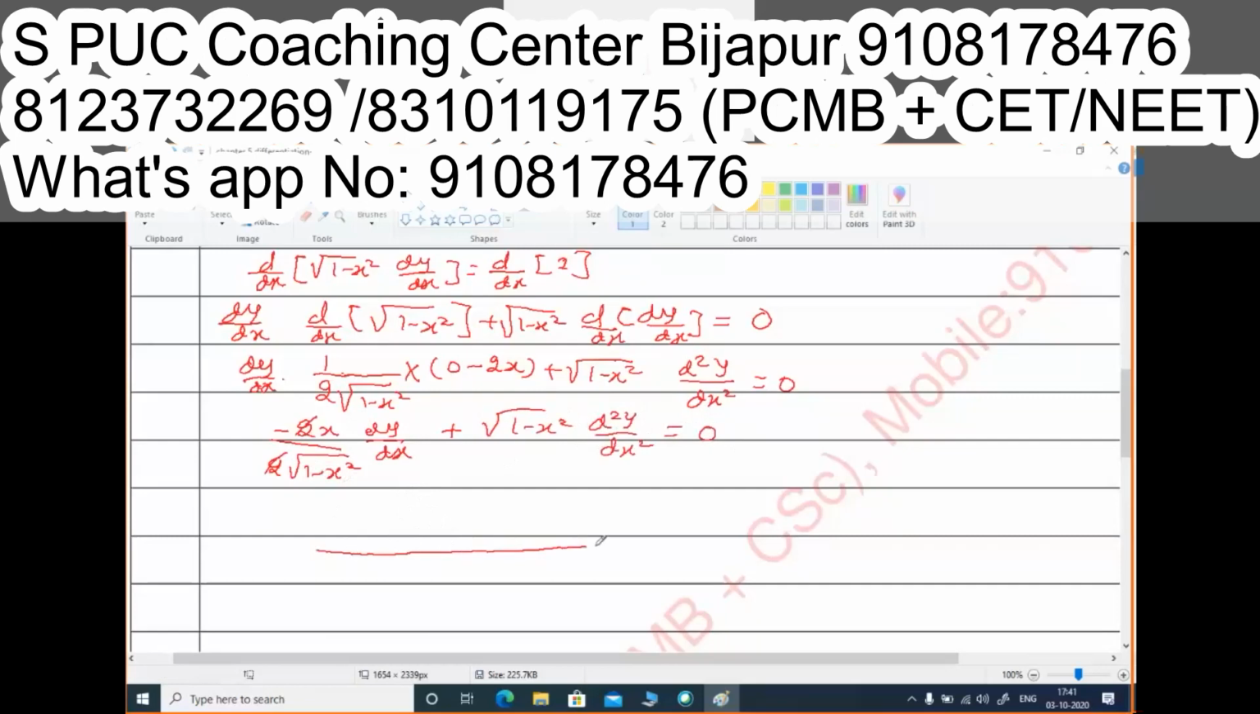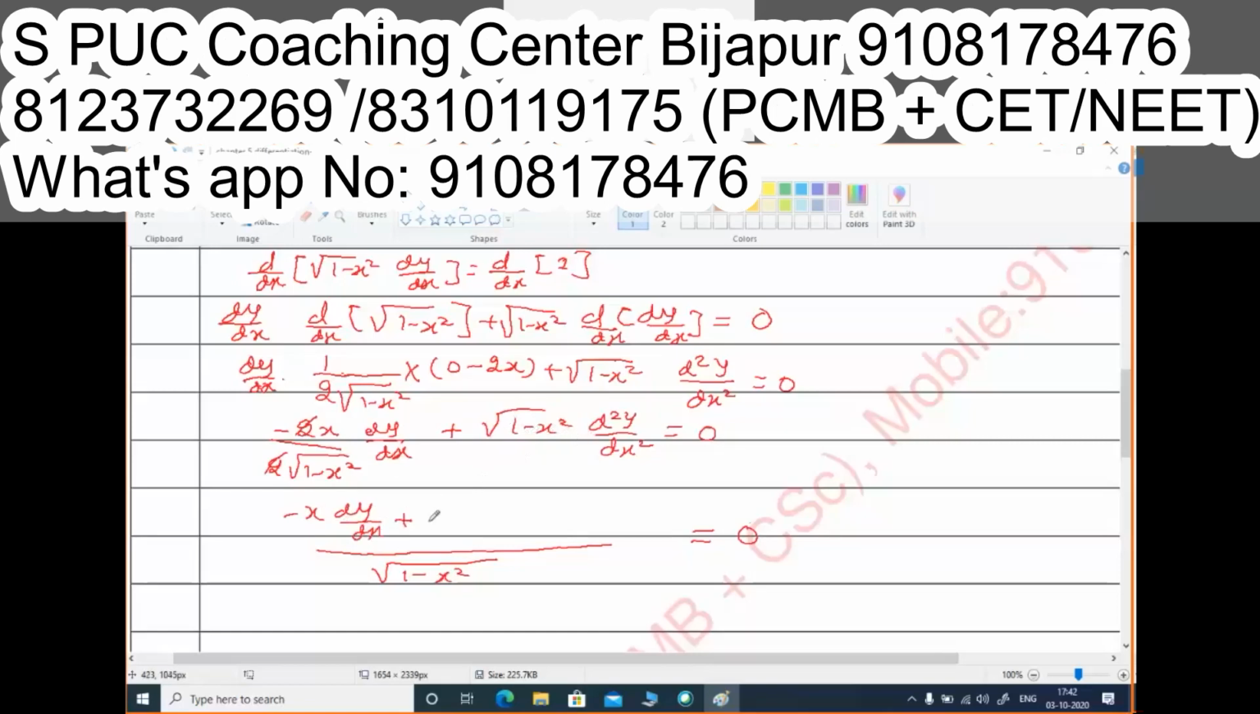What is the LCM, please? Who would like to tell? Root of 1 minus x square, which is equal to 0 on this as it is. If you take the LCM, whatever is there, you write that as minus x dy by dx. Then Sanket, what is going to happen here?